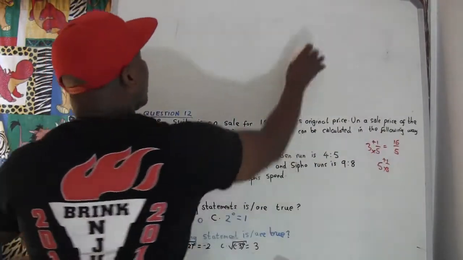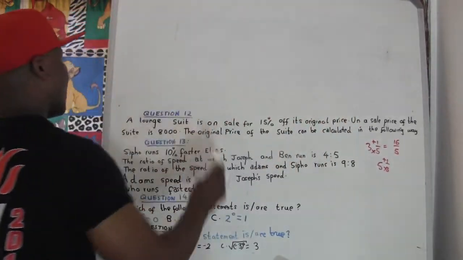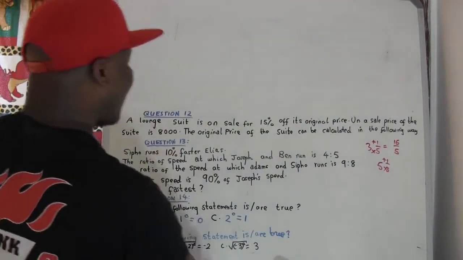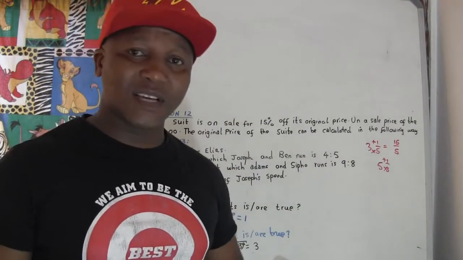Okay. So I'm going to show you an easy way that anytime you can solve this question, however they're going to give it, because they're not going to ask you the same way all the time. So now, the suit sale for 15%. Okay, this is more the percentage increase and percentage decrease. You know what I'm saying? So that's what you do.